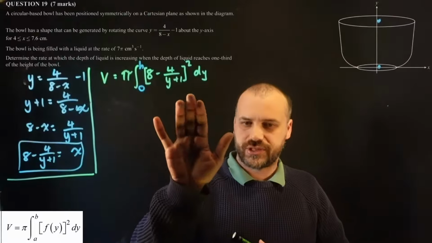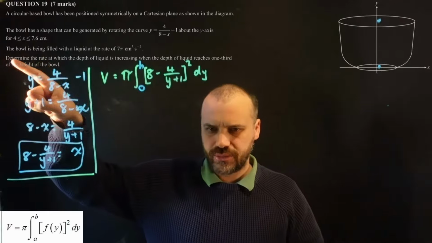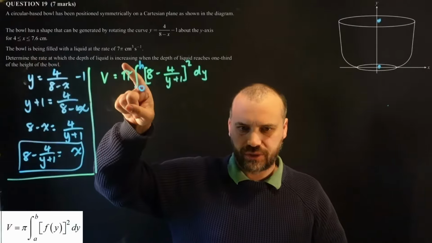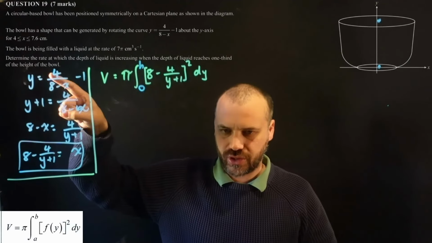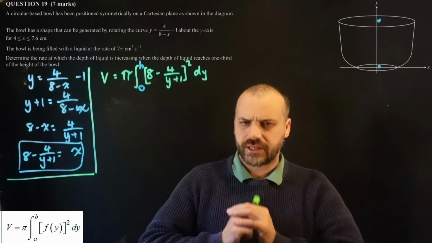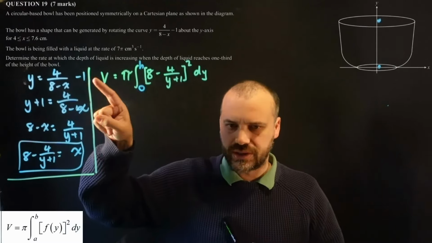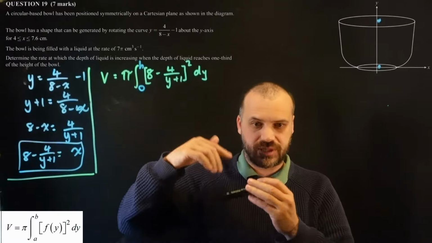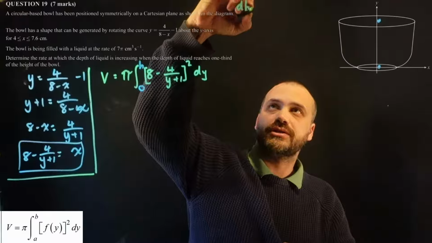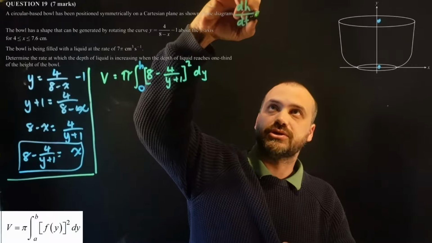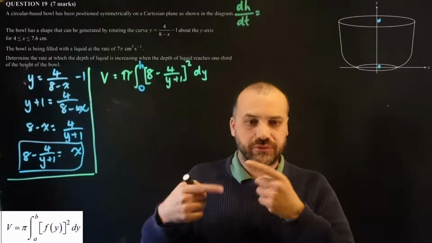Maybe I'll just leave this for a second and think more about what I'm actually trying to get to at the end. Determine the rate at which the depth of liquid is increasing when the depth of liquid reaches 1/3 of the height of the bowl. Okay, now the rate at which the depth, or the height, because depth, height, same deal, the rate at which the height is increasing with respect to time. Okay, now it's definitely a related rates question.